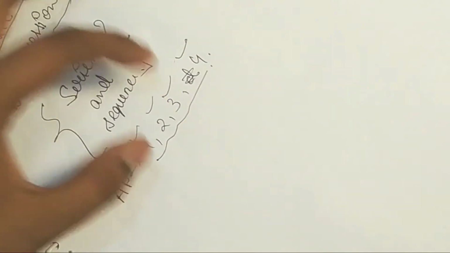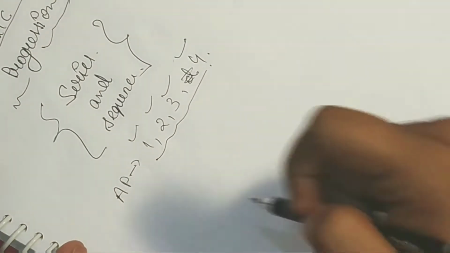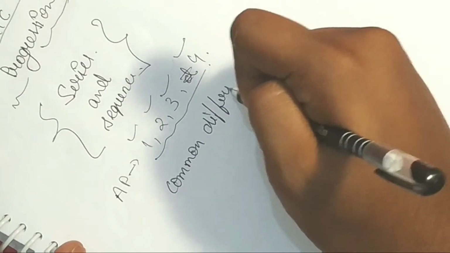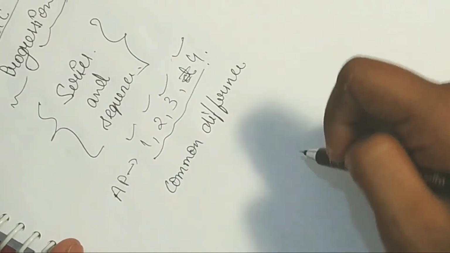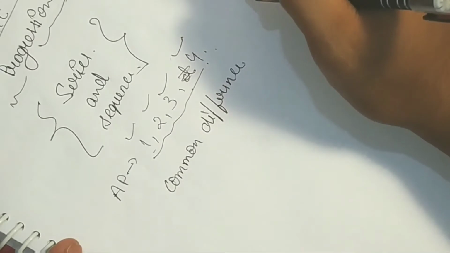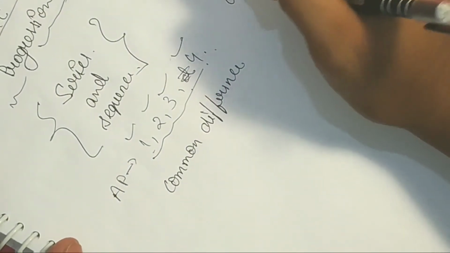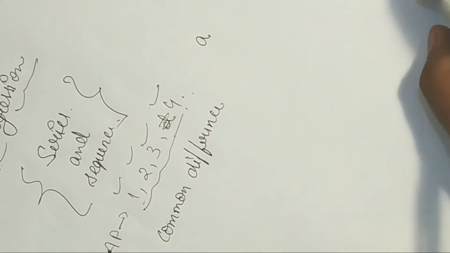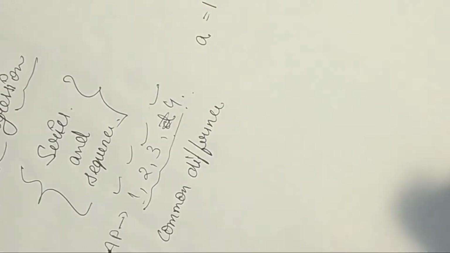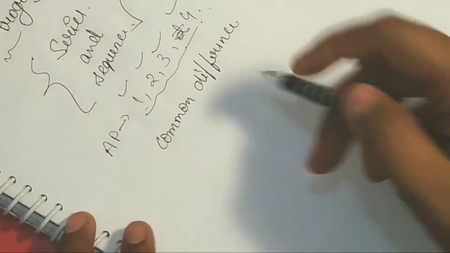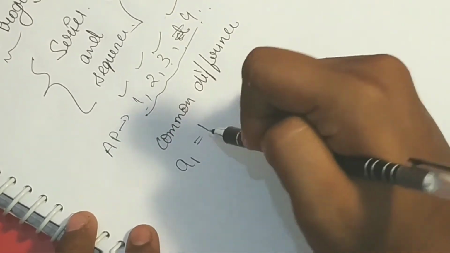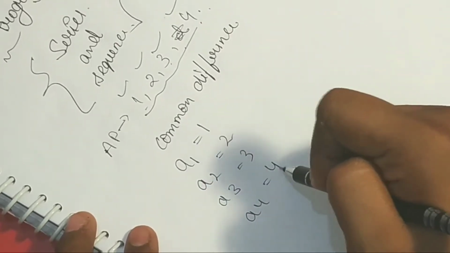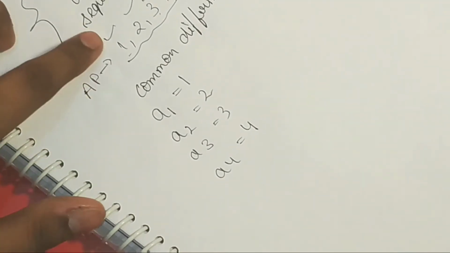How do we calculate the difference in an AP? This difference is known as the common difference. So how to calculate the common difference? The first term of an AP is denoted by small a. Please remember this, guys. Now a equals 1. So all the terms are a1 equals 1, a2 equals 2, a3 equals 3 and a4 equals 4. These are the 4 terms of our AP which we have taken.